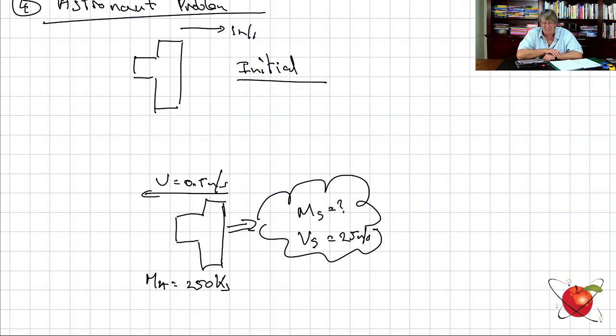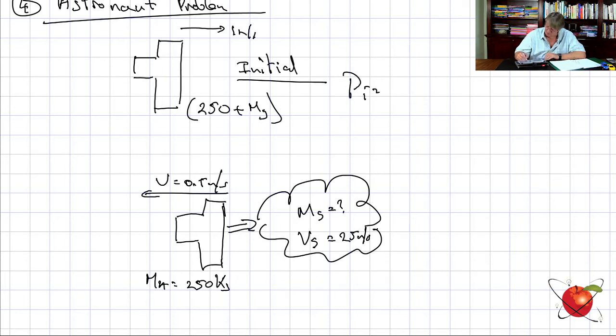So what was the initial mass? The mass is 250 plus the mass of the gas, correct? Critical that you see that. You've got here the mass after the gas is left of 250. Therefore, the initial mass was that. Now it's quite straightforward.